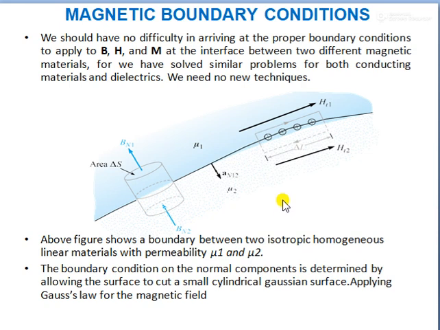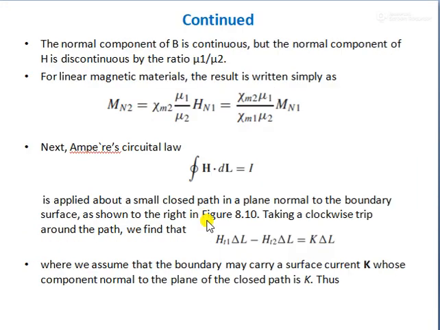Therefore Bn1 delta s is equal to Bn2 delta s. So Bn1 is equal to Bn2. This is the first point for B: the normal component of B is continuous at the boundary. And if you want it in terms of magnetic field intensity, B is nothing but mu times H. So mu1 Hn1 is equal to mu2 Hn2. Hence we get the equation Hn1 by Hn2 is equal to mu2 by mu1.